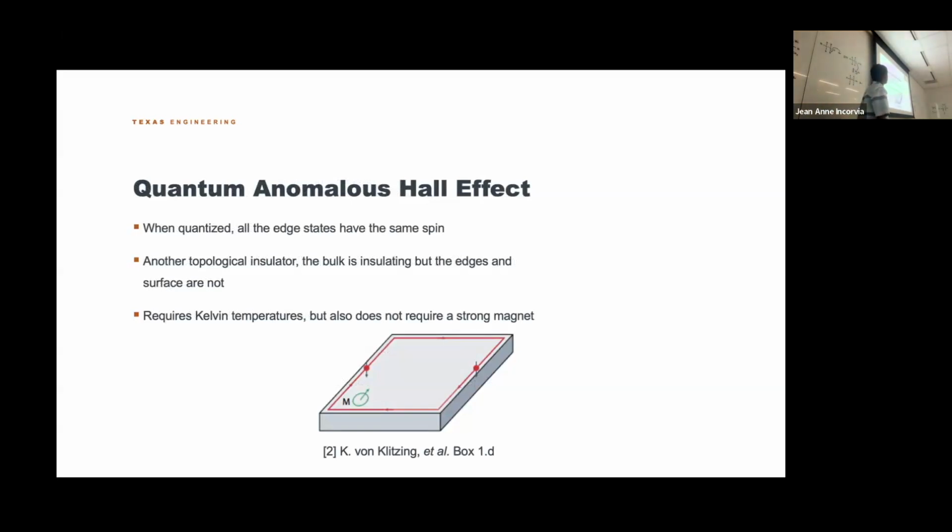So the quantum anomalous Hall effect is also similar to the other three, but now all your edge states have the same spin. This is a topological insulator because the bulk is insulating, but the edges are not because you have all those edge states. One thing you have to consider with this is you need Kelvin temperatures because you're using ferromagnetic materials, so you need to be under the critical temperature. But one advantage is you don't need a strong magnet to see the Hall effect.